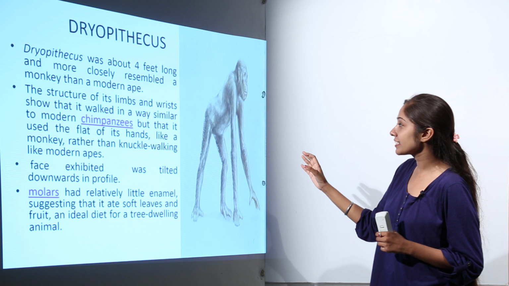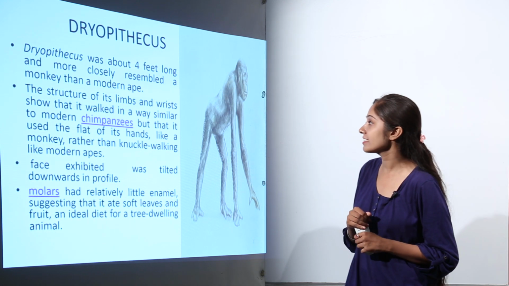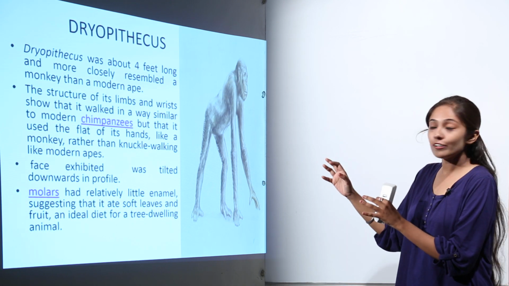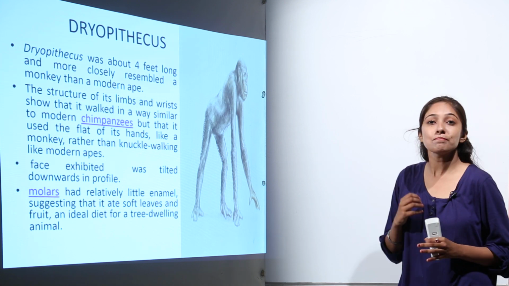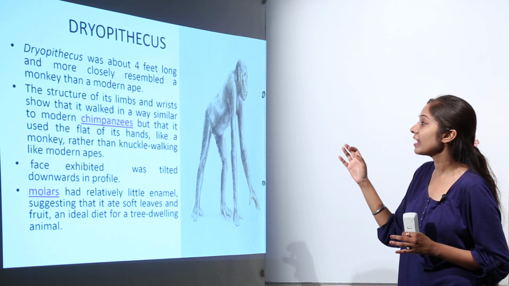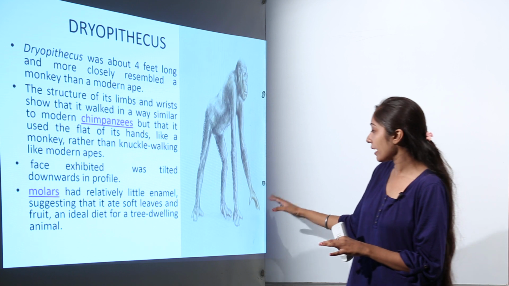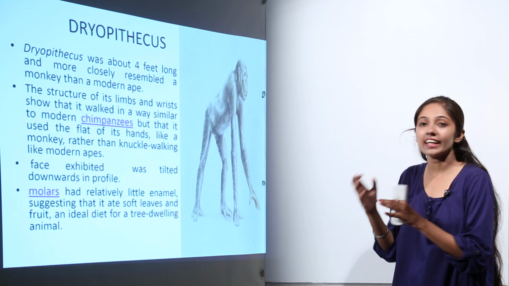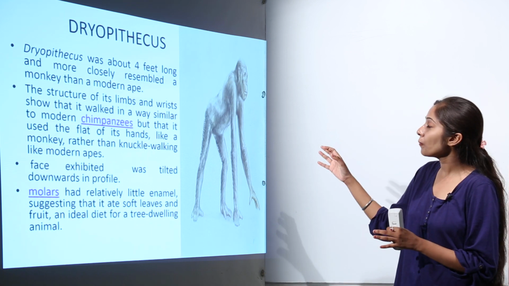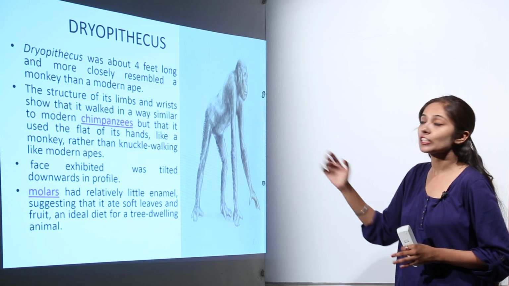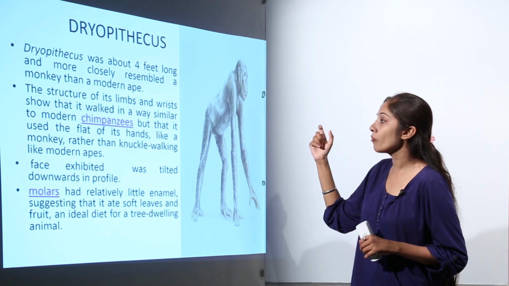And the structure of its limbs and wrists, as you can see, shows that it walked in a way similar to modern chimpanzees, but that it used the flat of its hands like a monkey, rather than knuckle walking like modern apes. So, this is how you can see that Dryopithecus closely resembles a monkey rather than a modern ape.